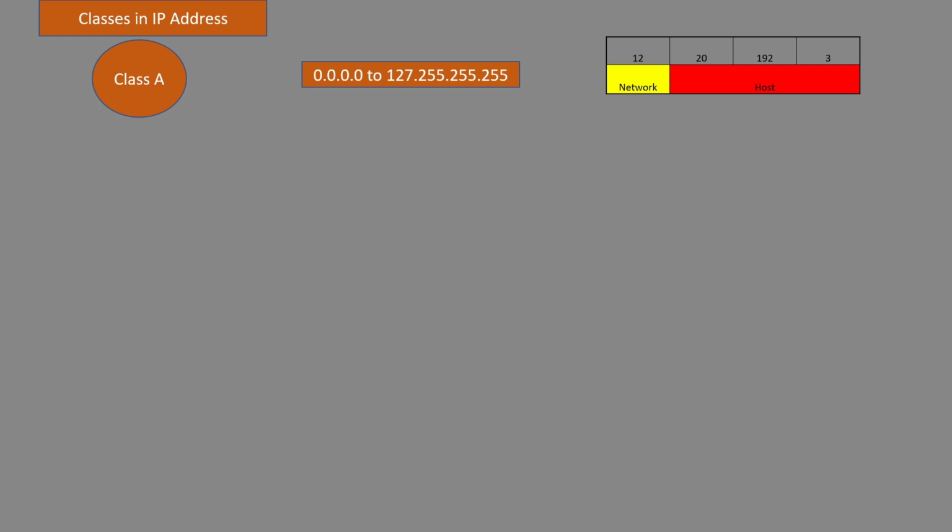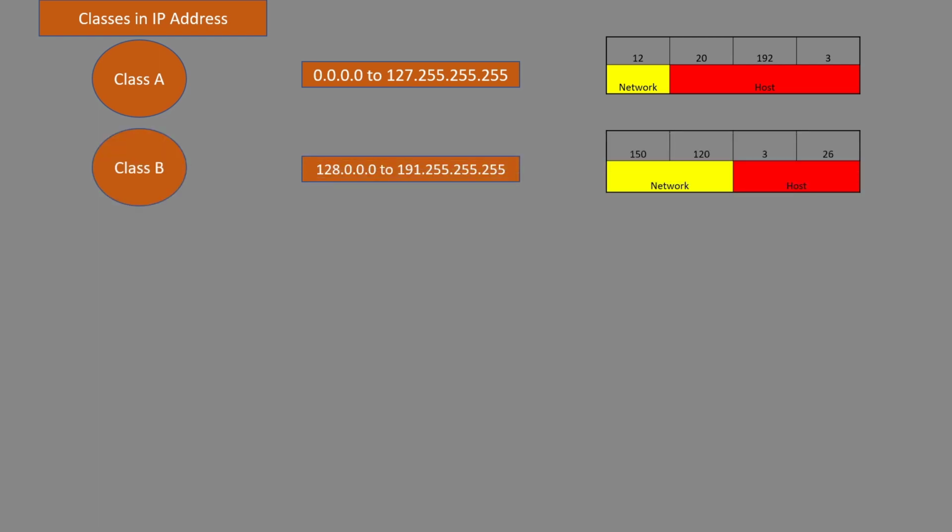In a Class A network, the first 8 bits, or the first dotted decimal, is the network part of the address, with the remaining part of the address being the host part of the address. There are 128 possible Class A networks ranging from 0.0.0.0 to 127.255.255.255. However, any address that begins with 127 is considered a loopback address. An example of a Class A IP address is 12.20.192.3, where 12 is the network portion and the rest comes under the host part.